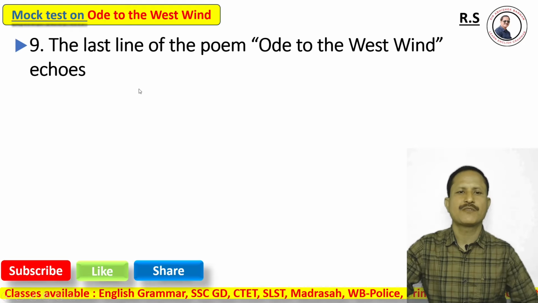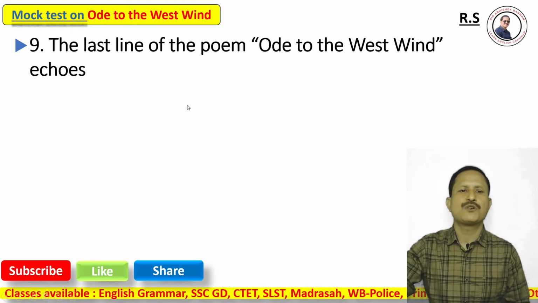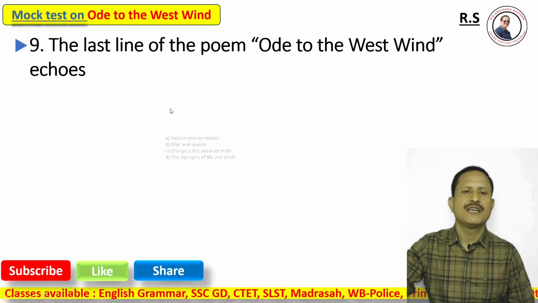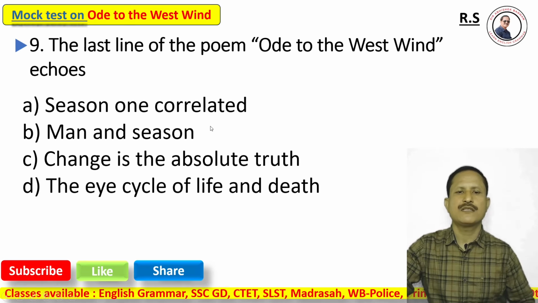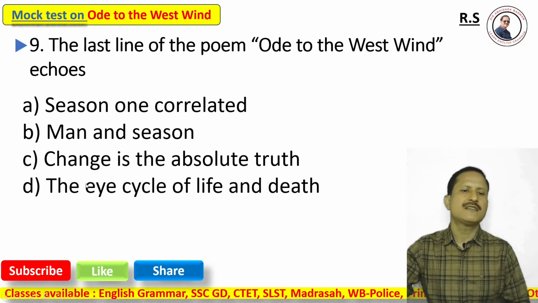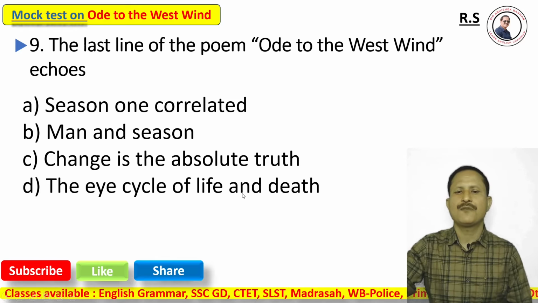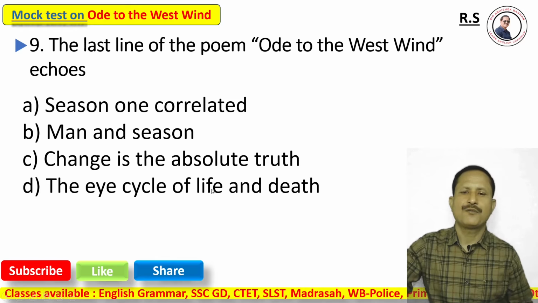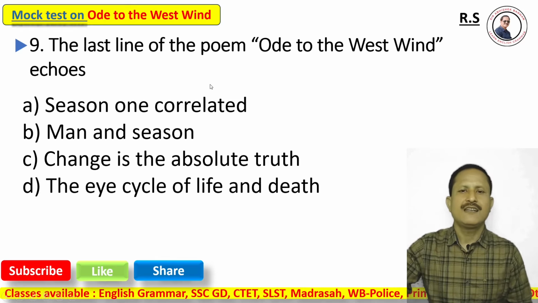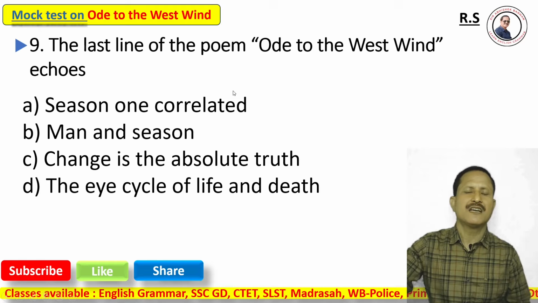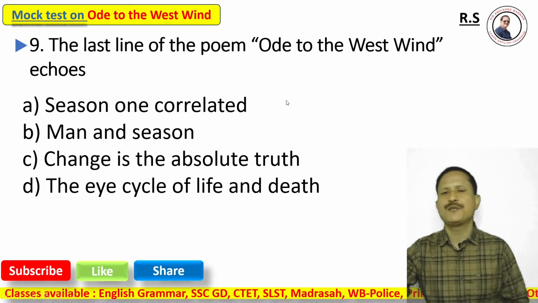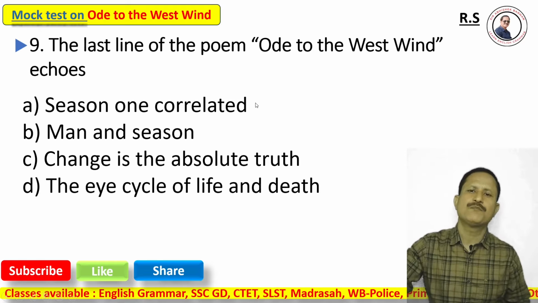Question number 9. The last line of the poem Ode to the West Wind echoes: option A, season once correlated; option B, man and season; option C, change is the absolute truth; option D, the cycle of life and death. The last line of the poem Ode to the West Wind is, "If winter comes, can spring be far behind?" What does this line symbolize?